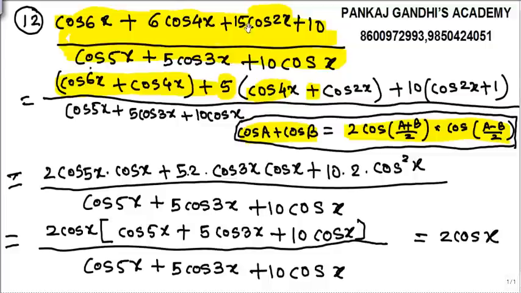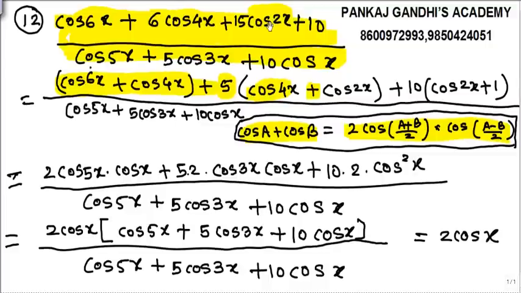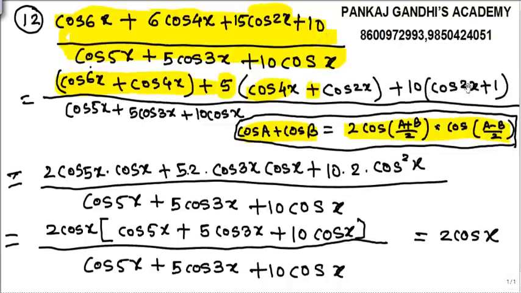So here 15 cos 2x is there. We are taking only cos 2x from there, so the remaining is 10 cos 2x. So here we are taking 10 common: 10 (cos 2x plus 1).